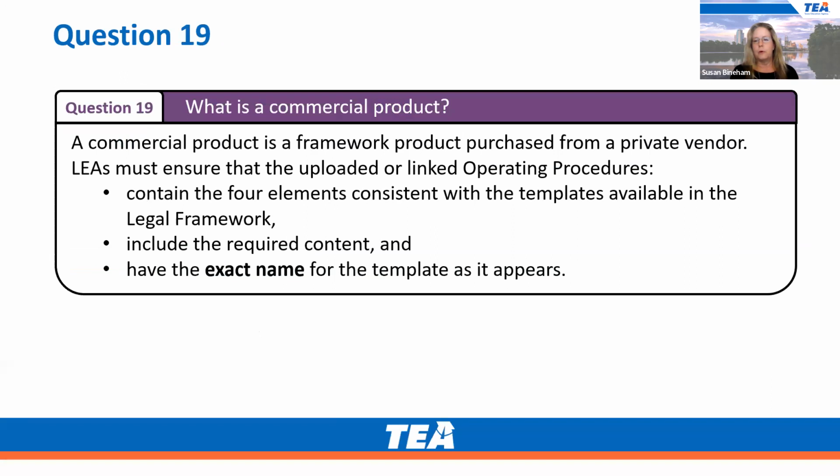And what is a commercial product? We got that question when we were talking about people that use commercial products for their templates. That is if you have a vendor or a different product that you are using, not the ones that were offered. When you're using those, it has to have the 4 elements that were reviewed earlier. It has to have the elements consistent with those templates in the framework. They must include all the required content, and they must have the exact name as it appears in the template.